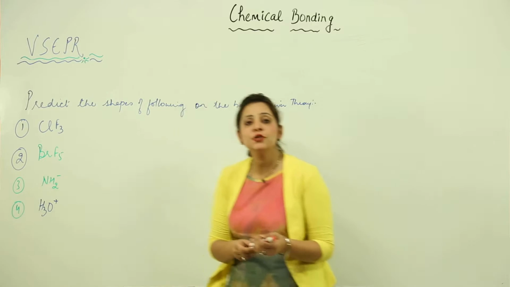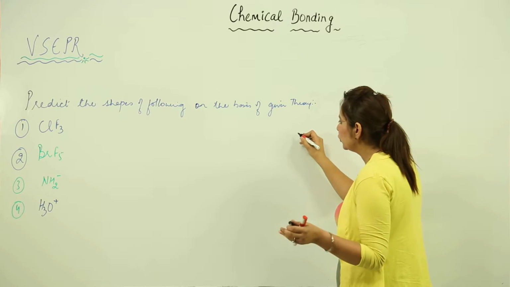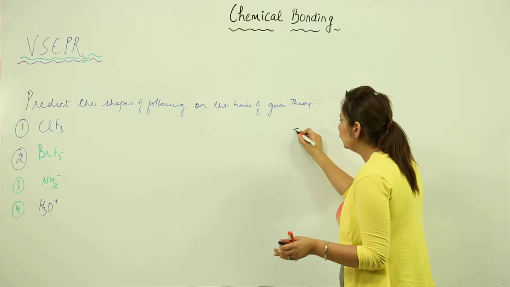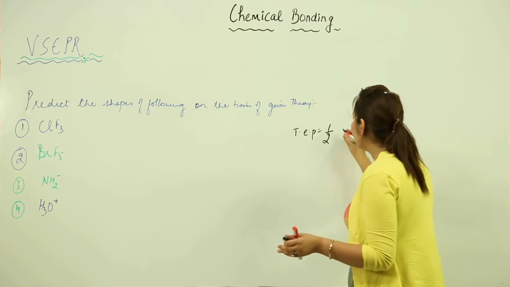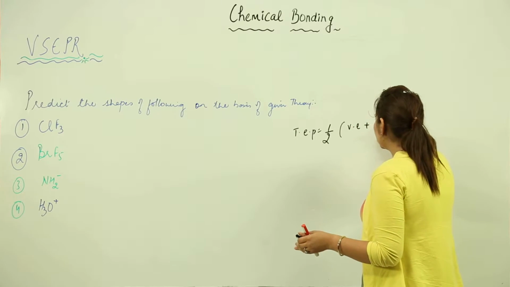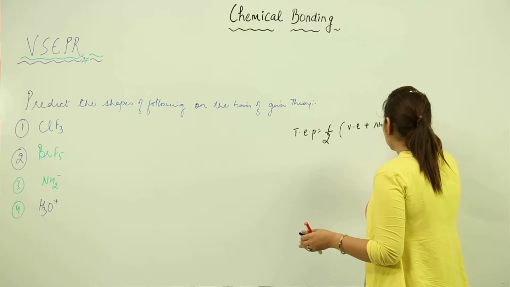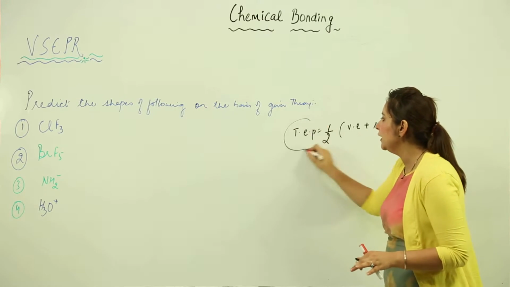So the formula to predict the shape, or to know the total electron pairs present, is half times valence electrons plus the number of surrounding atoms. This you need to do, right? And this gives the total electron pair.